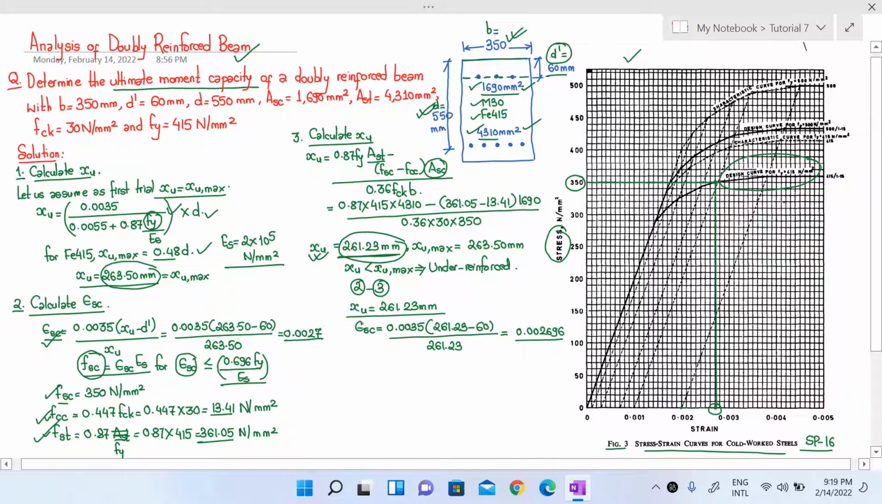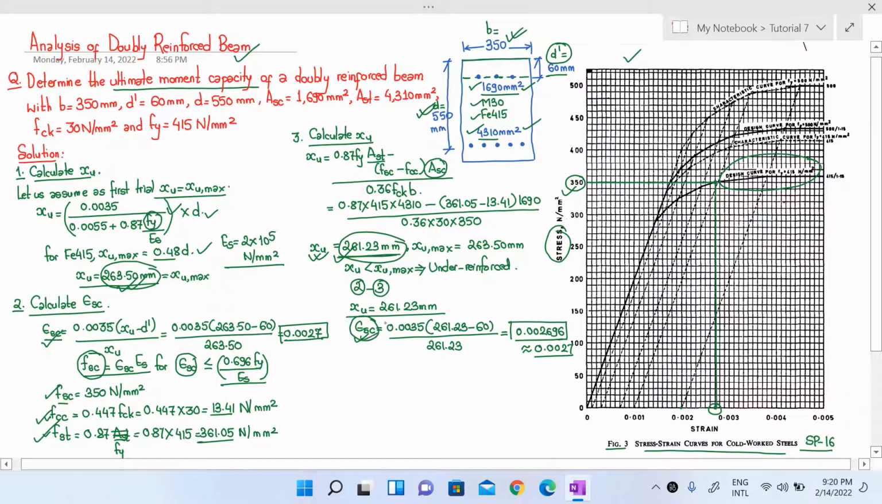Now if you compare these two values of the strain in our steel here, previously we got 0.0027, now we have got 0.002696, which is also very nearly equal to 0.0027, such that if we again use this value of strain in our graph to find the value of stress in our steel, that comes out to be 350 newton per mm square. So there is no realistic difference in using these two values of XU, either 261.23 or the initially assumed value of 263.50. Hence, we are not doing any repeat iterations here.